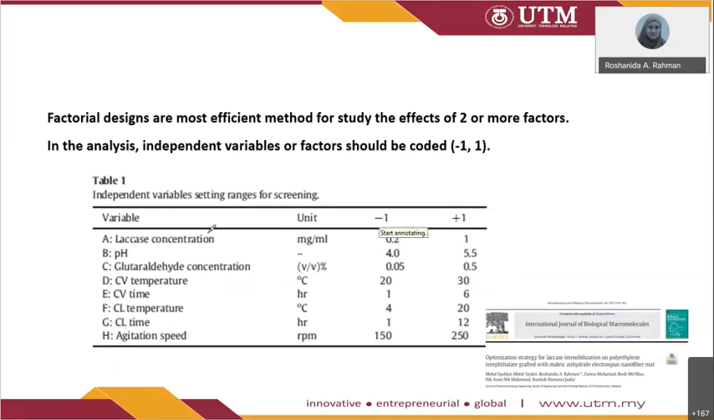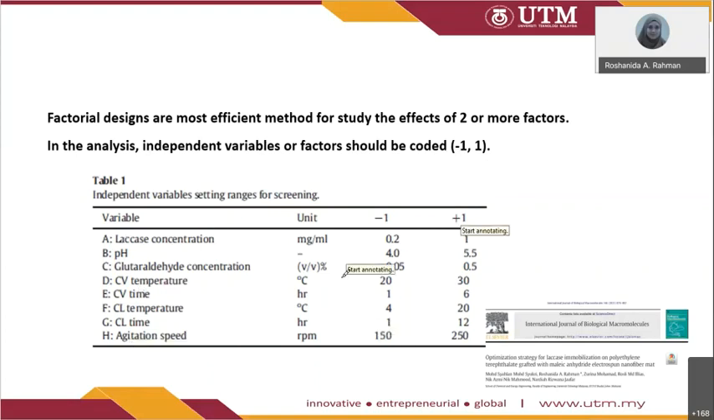When you choose this factor, for example, Laccase, from those many literatures that you have read, you choose 0.2 as your low value and 1 as the high value. Okay, same goes for the other factors.